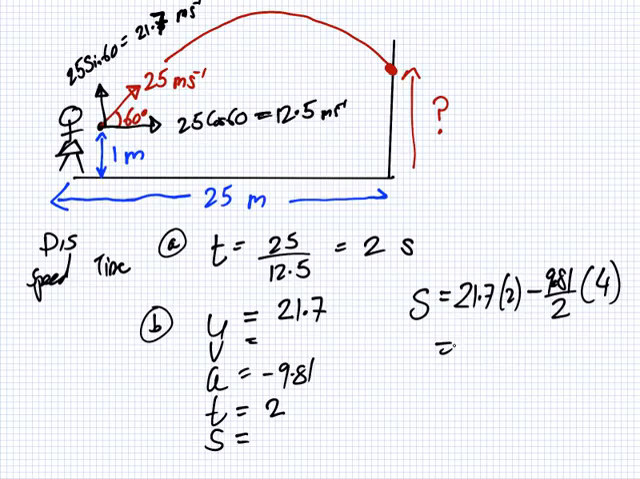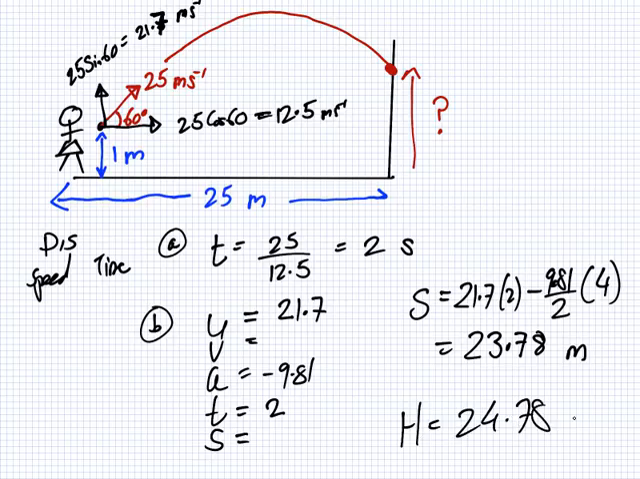What's that? 24.78 meters. Is that the answer? No. Add 1. And the reason is this is the displacement vertically, so it's the distance here compared to the start. So we have to add an extra 1 meter to the answer to make it the right answer.